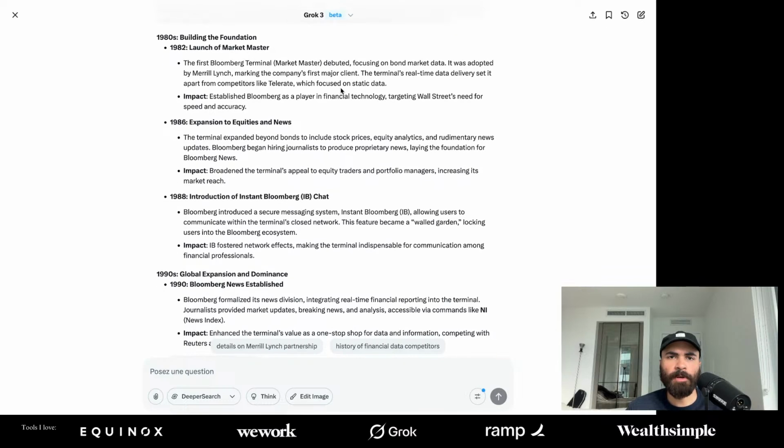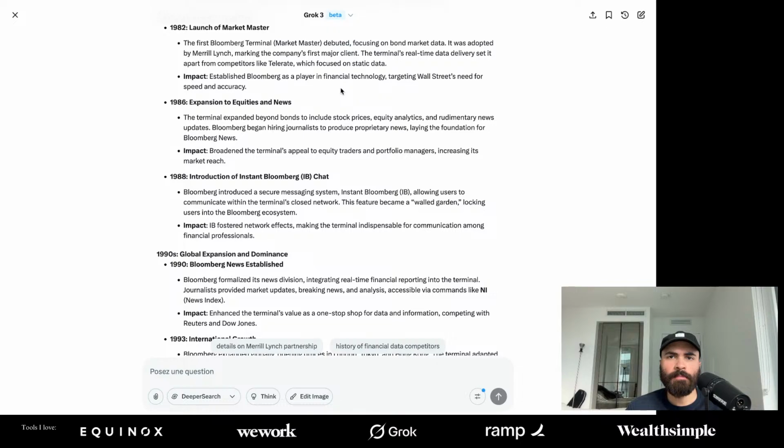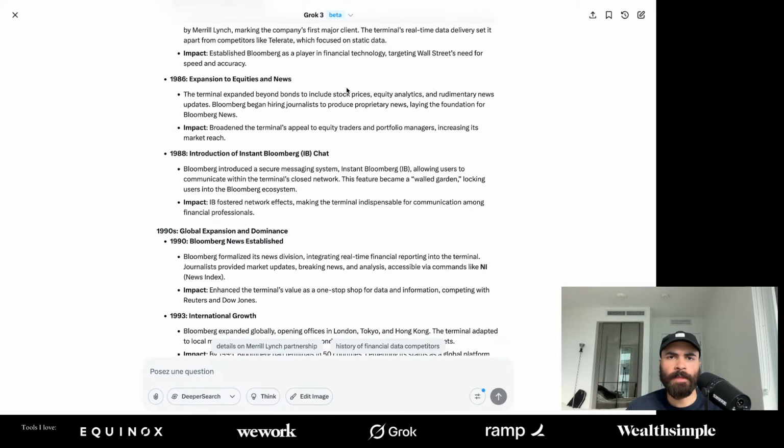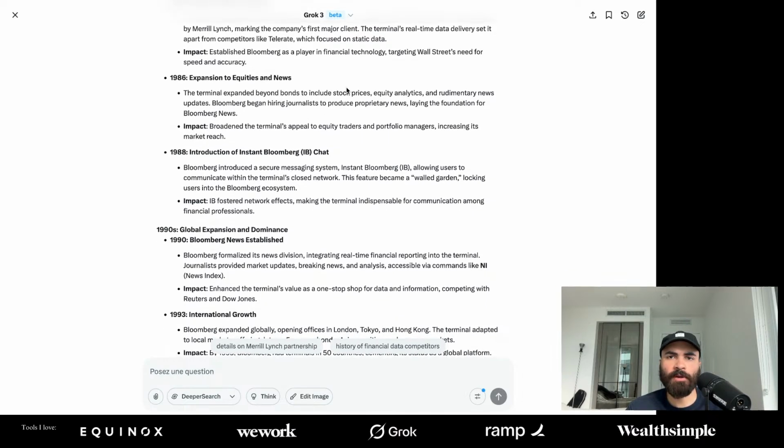'82, launch of Market Master. Bond market data adopted by Merrill Lynch, marking the company's first major client. The terminal's real-time data delivery set it apart from competitors like Telerate, which focused on static data. It established Bloomberg as a player in financial technology, targeting Wall Street's need for speed and accuracy.